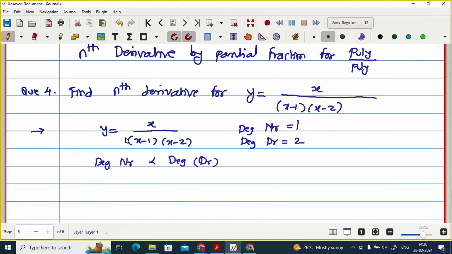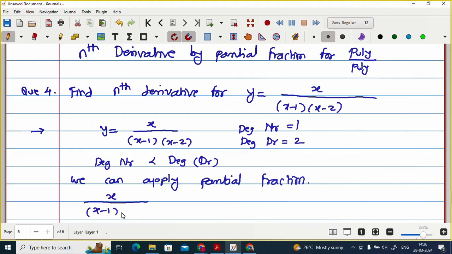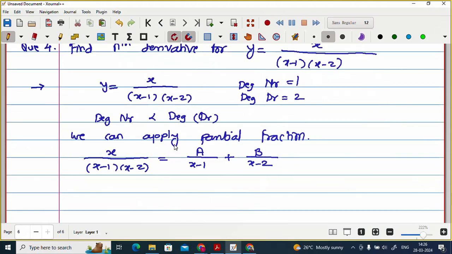fraction, or we can express that rational function, polynomial by polynomial term, as the addition of the fractions. So we can apply partial fraction here. So how to do that? Means this rational term x upon x minus 1 into x minus 2, we can write as an addition of the fractions, means a upon x minus 1 plus b upon x minus 2. You just have to find the values of a and b.